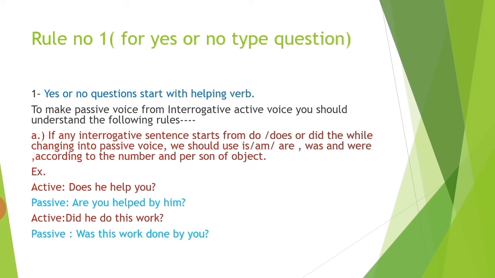Rule number 1. If any interrogative sentence starts with do, does or did, while changing into passive voice, we should use is, am, are, was and were according to the number and the person of the object. See the example. Does he help you? So while changing into passive voice, very first we will put the helping verb according to the object. So we will use here are you. Then third form of the verb, helped by him. Correct formation is: are you helped by him.